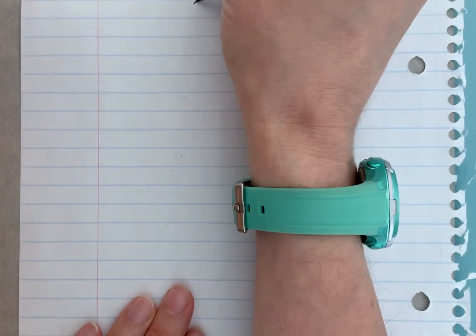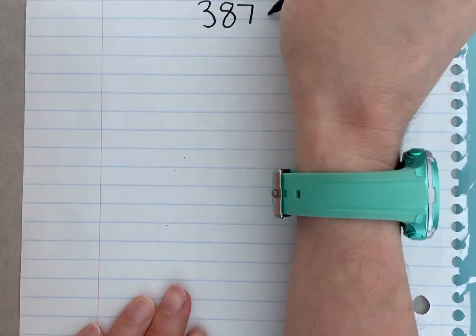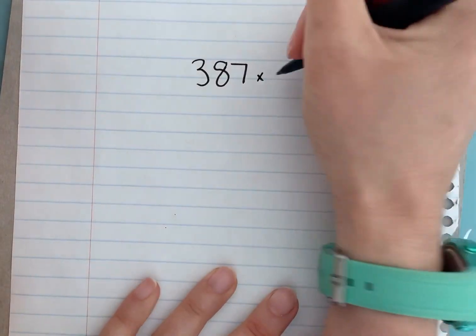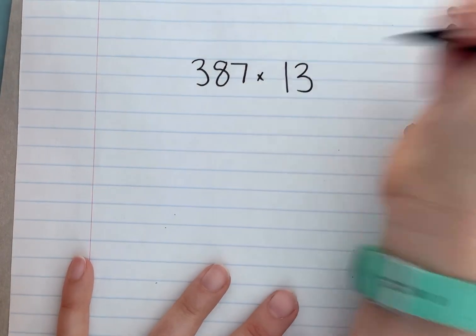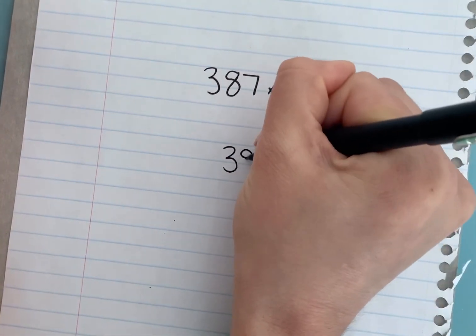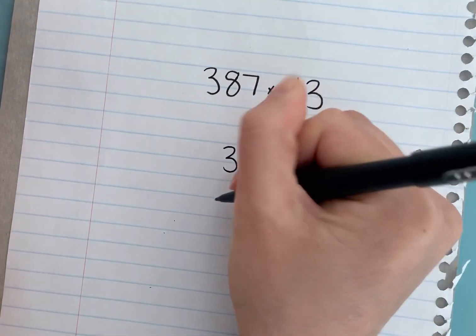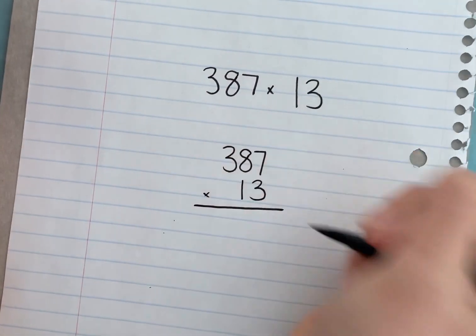All right, let's do now a 3-digit by 2-digit number. We're really gonna have to think about our place value and what these numbers mean. Okay, let's try 387. We'll start with 3-digit times 2-digit, by, let's say, 13. Okay, gonna set it up again. 387 times 13. I usually put the small number on the bottom, easier.